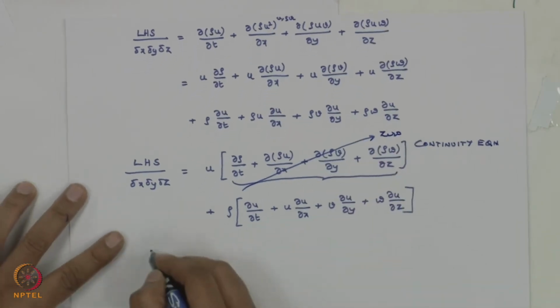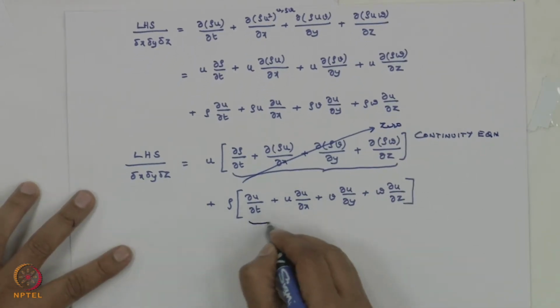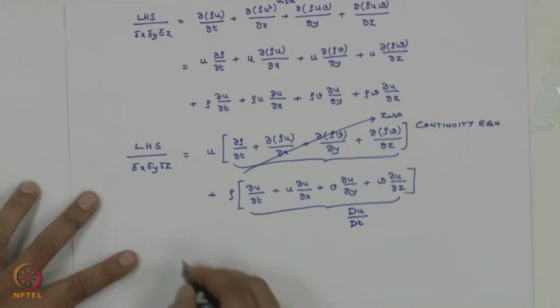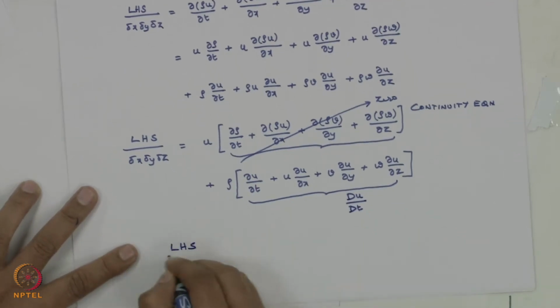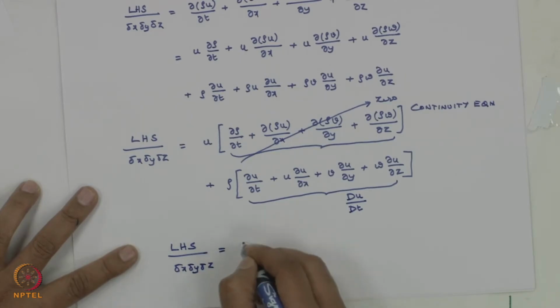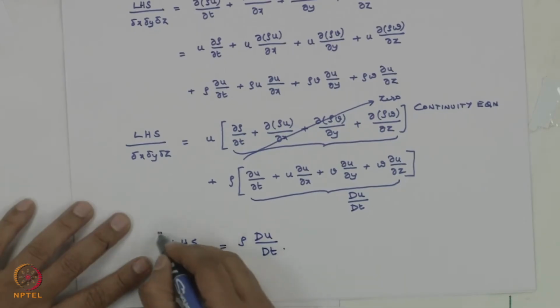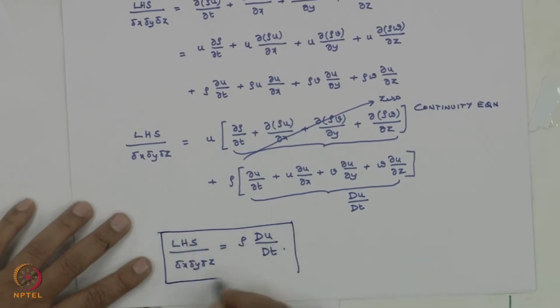So I am left out with, and also what is this term by the way? This is nothing but my total derivative of u, du by dt. So LHS upon delta x, delta y, delta z is equal to rho du by dt. So we are now through with the LHS.